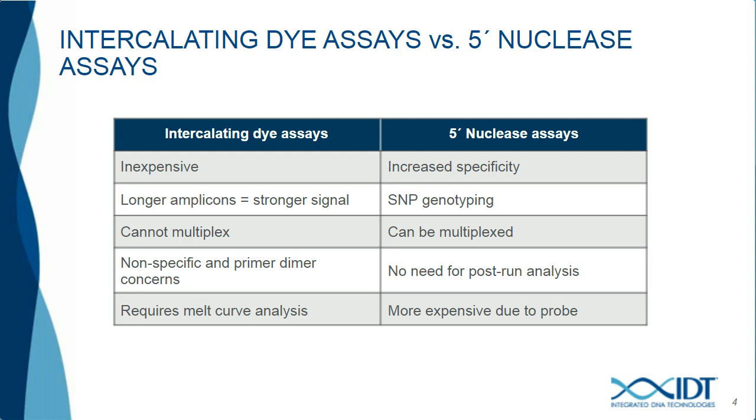5' nuclease assays have increased specificity due to the third oligo, which often will add 20 to 30 bases of specificity to an assay. They can be used for SNP genotyping, as well as can be multiplexed by using different dyes on the 5' end. Because the signal is generated from a probe that is specific for your target of interest, there is no need for post-run analysis. The main drawback to 5' nuclease assays is they can be more expensive due to the probe, which is the most expensive component of the assay. For today's talk, we'll be primarily focusing on 5' nuclease assays.